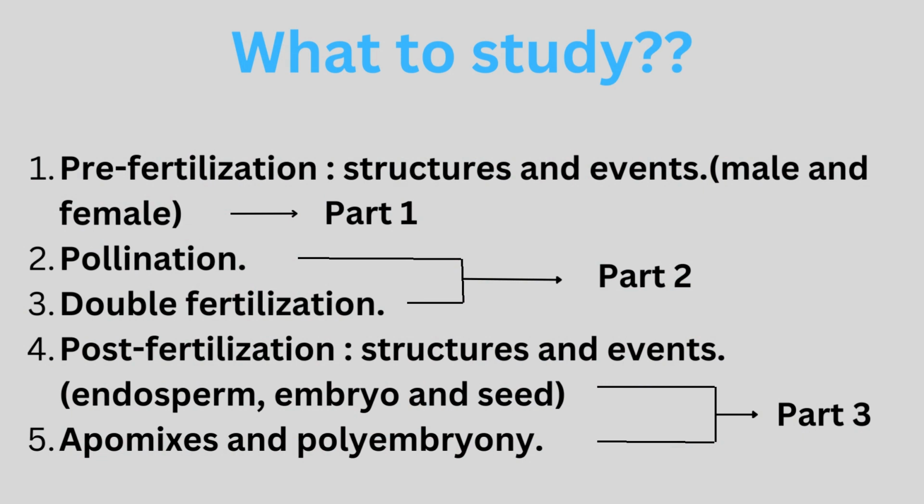For the ease of understanding, I have divided this chapter in 3 parts. Part 1 includes pre-fertilization structure and events of male and female gametophyte. Part 2 includes pollination and double fertilization. Part 3 includes post-fertilization structure and events and apomixis polyembryony.